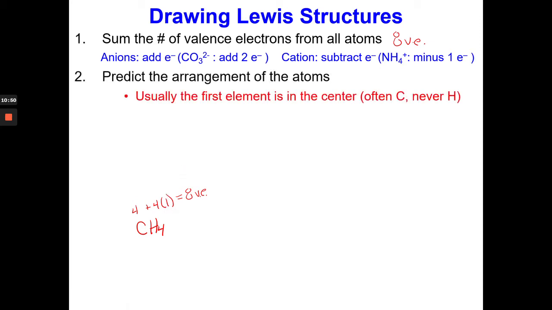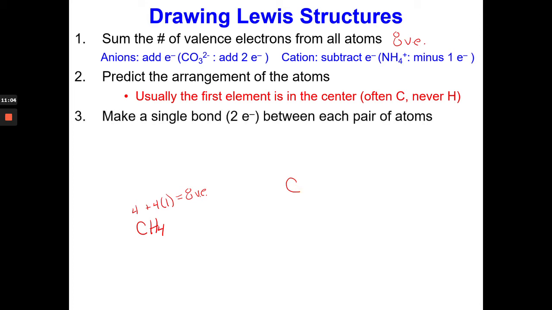Then it says predict the arrangement of the atoms. Usually the first element is the center, oftentimes carbon, never hydrogen. Hydrogen can only make 1 bond, so it's never in the middle. So we put carbon in the middle. Then it says make a single bond, 2 electrons between each pair of atoms. And so I have 1, 2, 3, 4 hydrogens to attach, and I do that with a single bond.